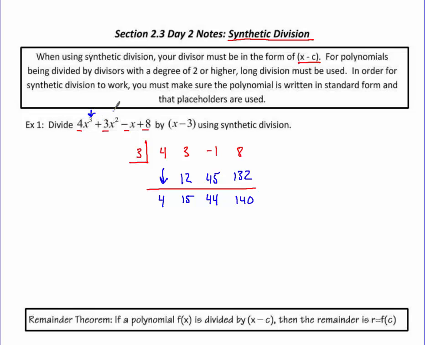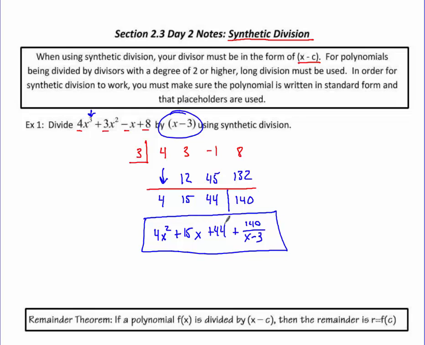So it had an x cubed, x squared, an x, and a non-variable term, a constant. So our new polynomial is going to be 1 degree less because we divided it by something that was 1 degree. So now instead of being a degree 3, we're going to have a degree 2. So this is going to be 4x squared plus 15x plus 44. Okay, our remainder is this piece, this 140, and it's going to be just like the long division. We're going to write plus 140 over our divisor, x minus 3.